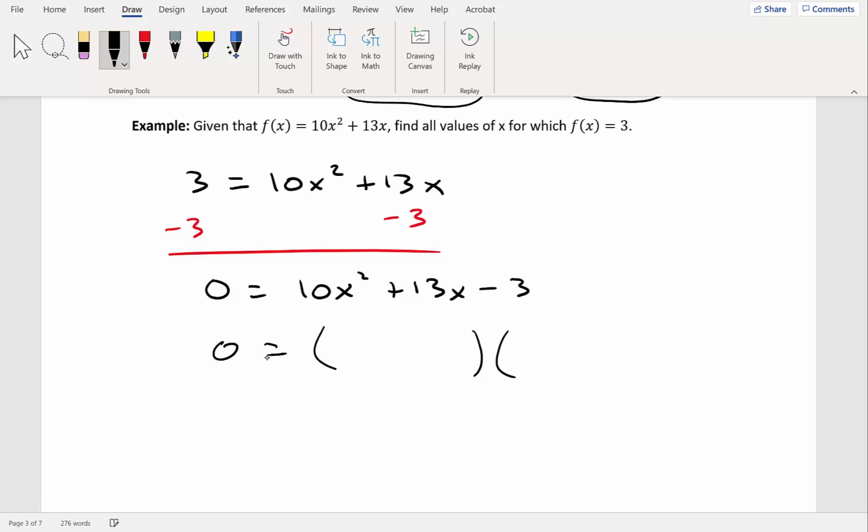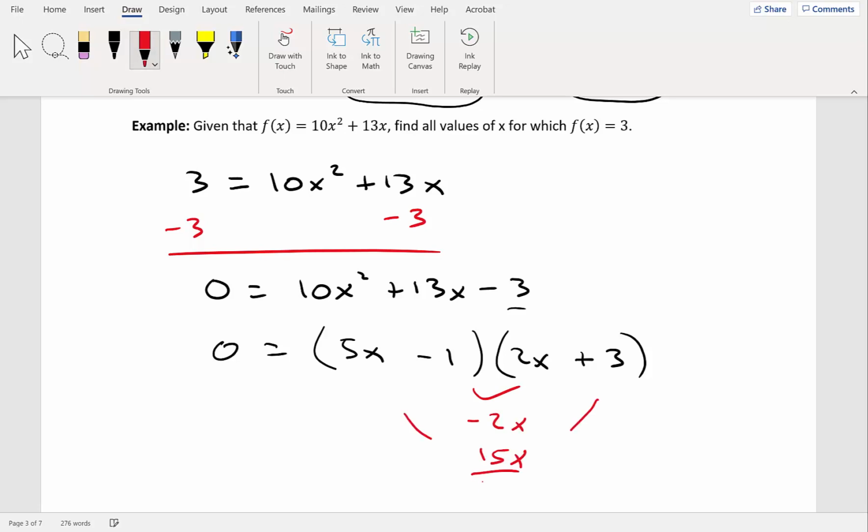There is no GCF, so I can't factor out a GCF. And now I'm going to try trial and error. When I multiply these two terms together, it has to give me 10x squared. So I'm going to try 5x and 2x. When I multiply my last two terms, it has to give me -3. So let's try a -1 and a +3. Let's see if this gives us the right middle term. So this gives me -2x. The outsides give me +15x. If I add them, I get that 13x that I have in the middle. Okay, so this is the correct factorization.